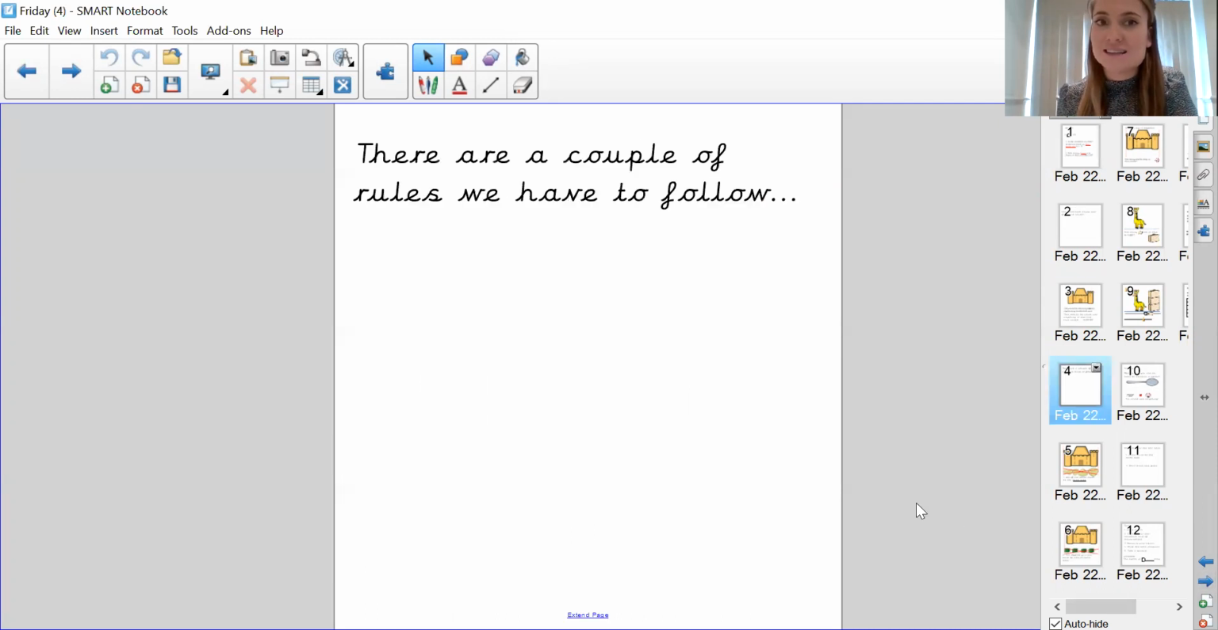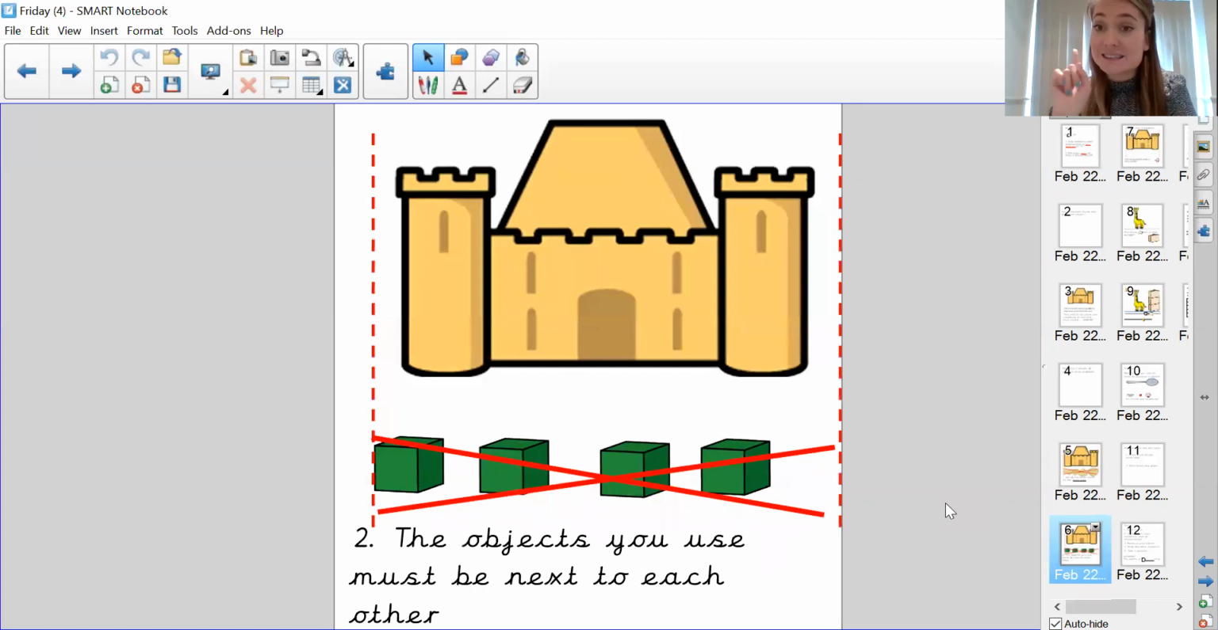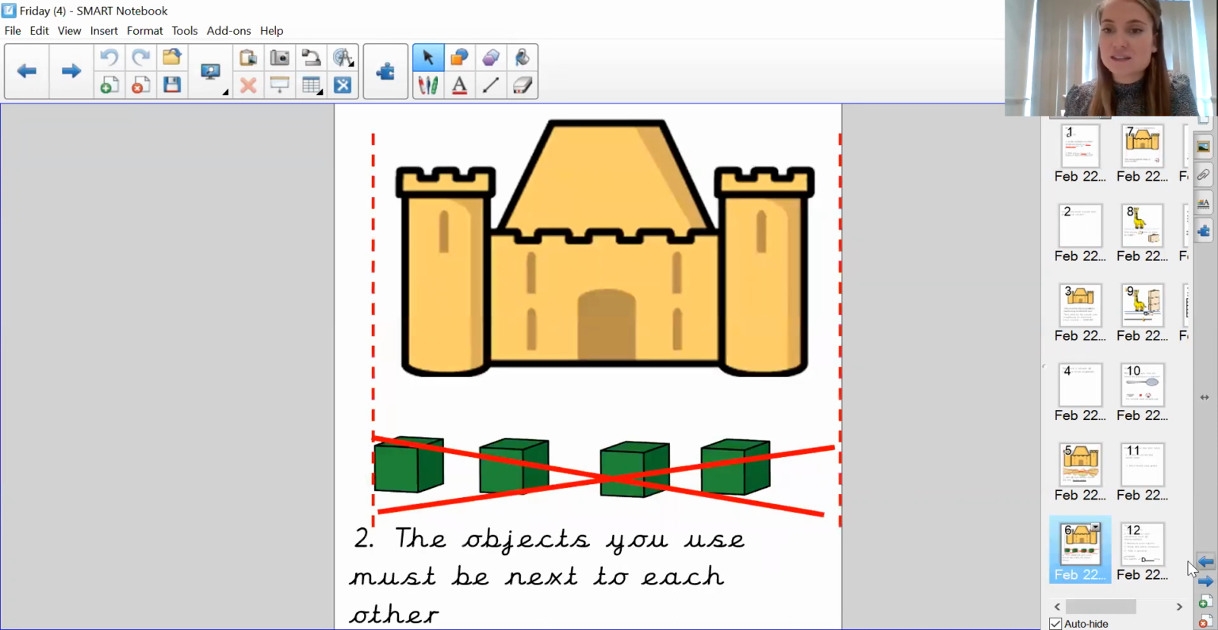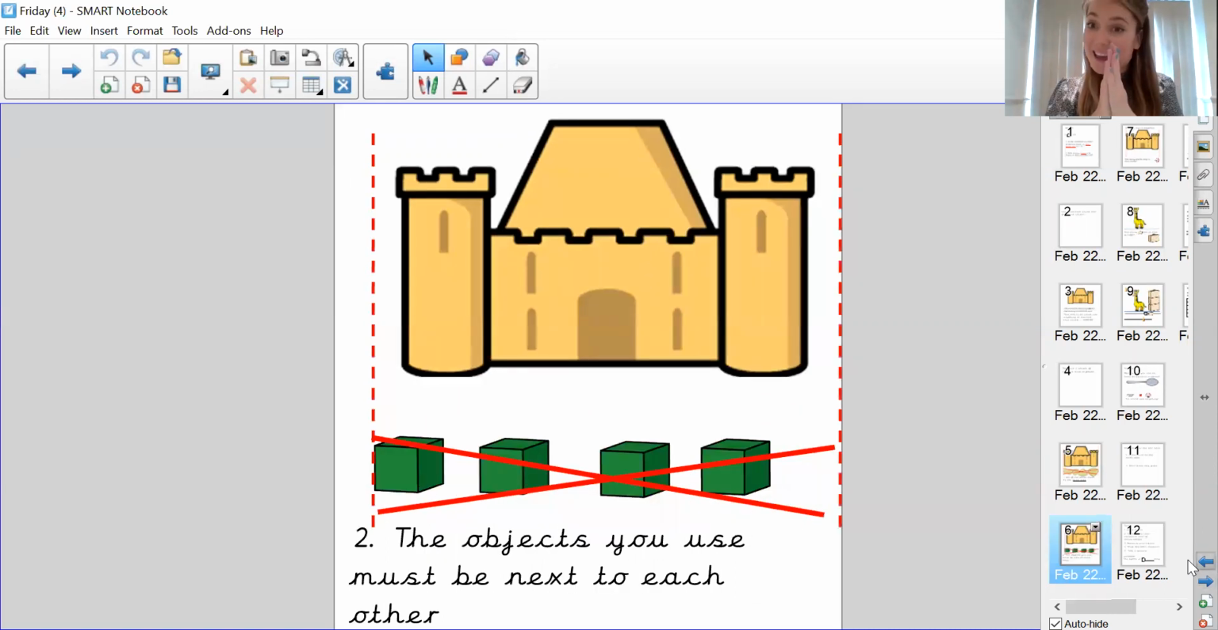So our first rule is, all of the items must be the same size. So if I was using shells, they can't all be different. They must all be the same sized shell. Our second rule is, the objects you use must be next to each other. They can't have spaces in between. Okay, so we've got our two simple rules. Let's just remind ourselves. They must be the same size, good, and they must be next to each other.